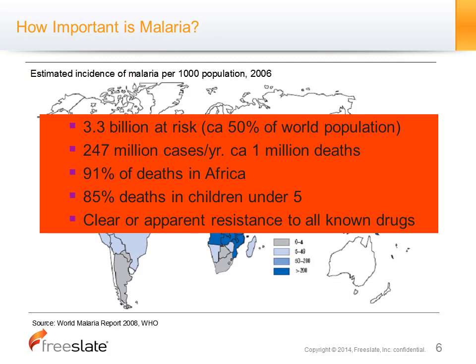Worldwide, there are 3.3 billion people at risk of contracting malaria, which is about 50% of the world population. There are approximately 247 million cases of malaria and approximately 1 million deaths from the disease every year. 90% of the fatalities occur in sub-Saharan Africa, and 85% of the deaths are children under the age of 5 years old.